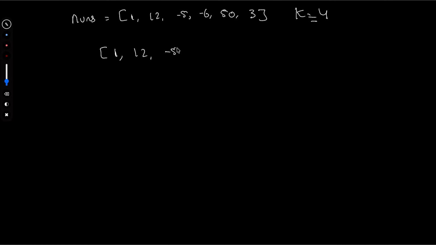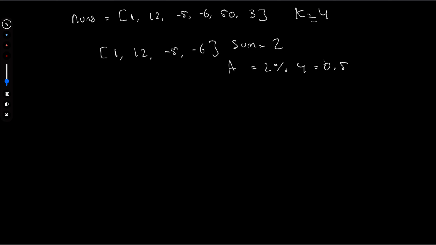Now let's understand the problem. We are given nums like this: 1, 12, -5, -6, 50, 3, and k is equal to 4. So we must only choose 4 continuous numbers and find their average. First let's see our possible subarrays of size k. First is 1, 12, -5 and -6. The sum of this is 2, and the average, 2 divided by 4, is 0.5.